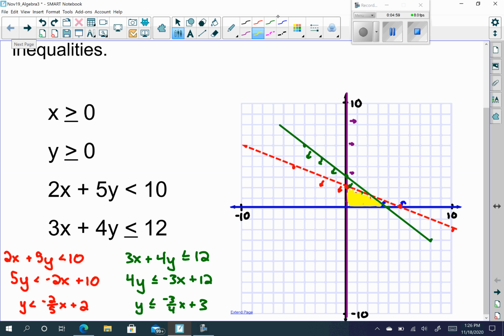Now remember, you can always test a point. So maybe if we tested (1, 1), we definitely know x is 1, which is greater than 0, y is 1, which is greater than 0. 2 times 1 is 2, plus 5 times 1, 2 plus 5 is 7, which is less than 10. 3 times 1 and 4 times 1, that's 3 plus 4, is less than or equal to 12, less than 12 for sure. So we know we have the correct shaded region that's here.